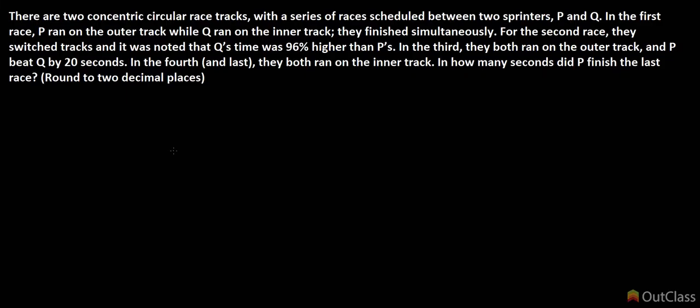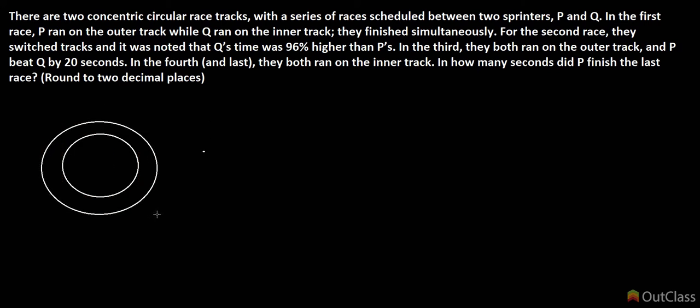There are two concentric circular race tracks with a series of races scheduled between two sprinters. So this is somewhat what it looks like. The sprinters are P and Q.